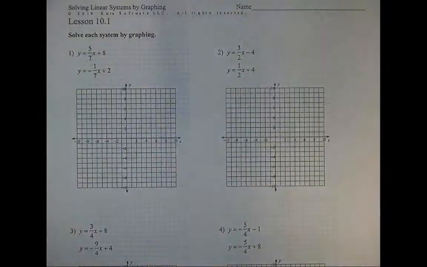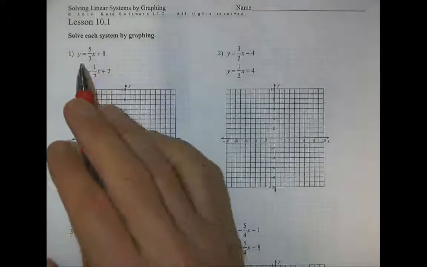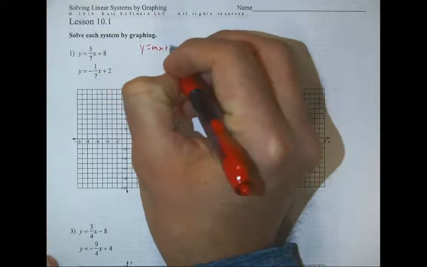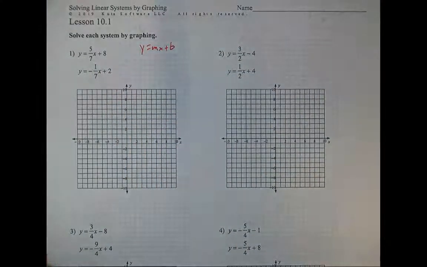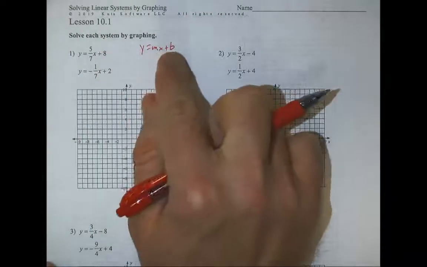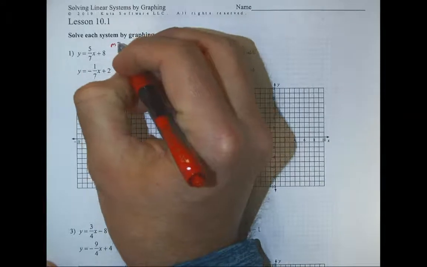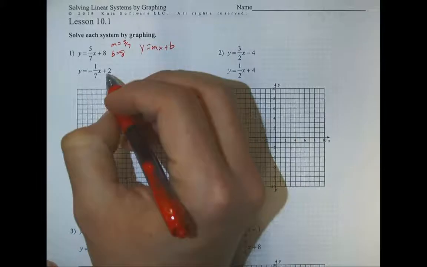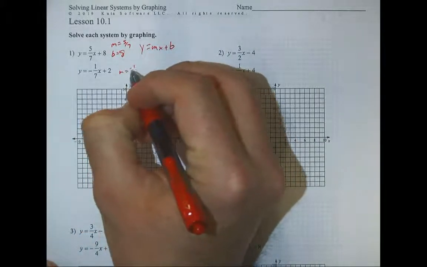All right, we are graphing systems of equations, which just means two equations, and finding the solution that works for both equations. So we can do that by simply graphing the lines and seeing where they cross. And if they're given to you in y equals mx plus b form, which these are here on the first page, it's very simple to identify the slope and the y-intercept and put them on a graph. So for the first one, we have our slope of 5/7 and our intercept of 8. And here we have a slope of -1/7 and an intercept of 2.